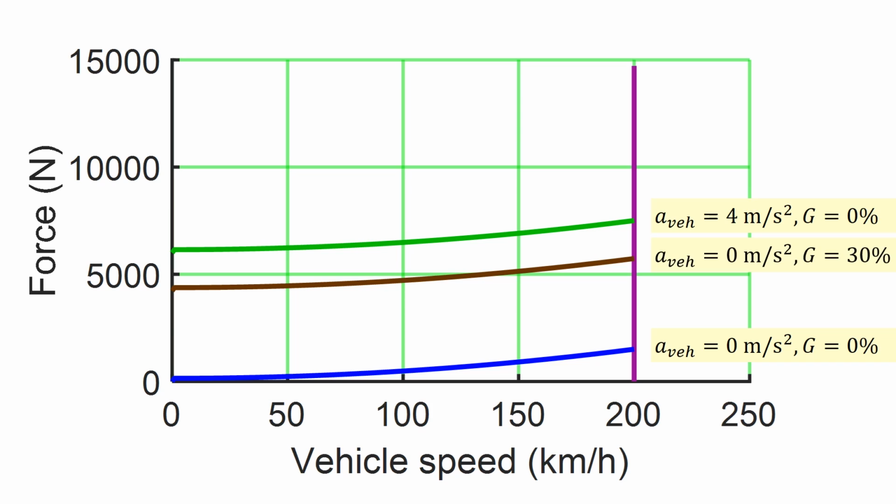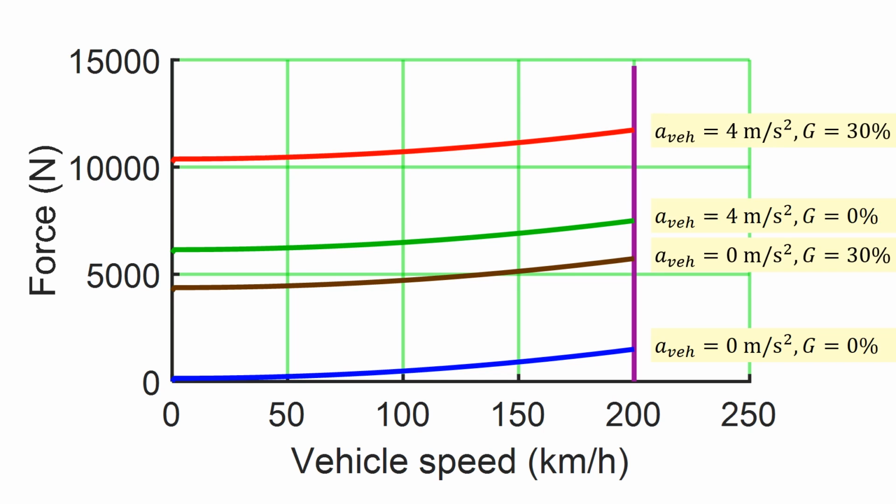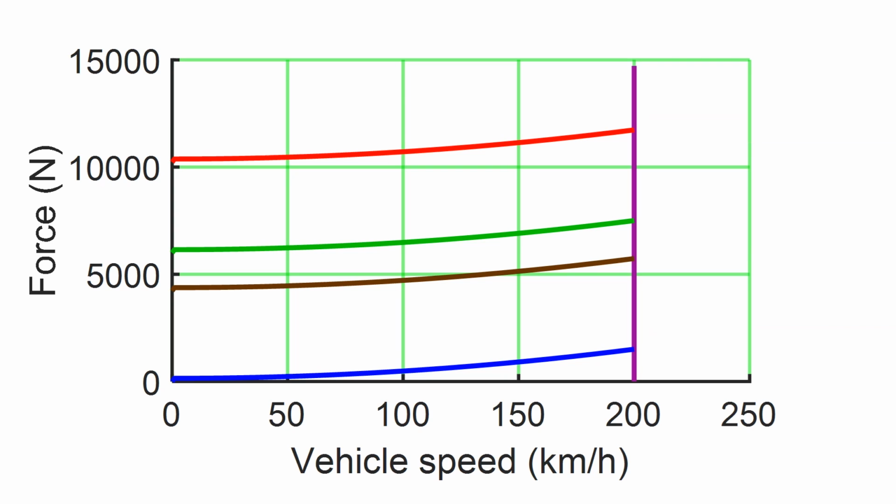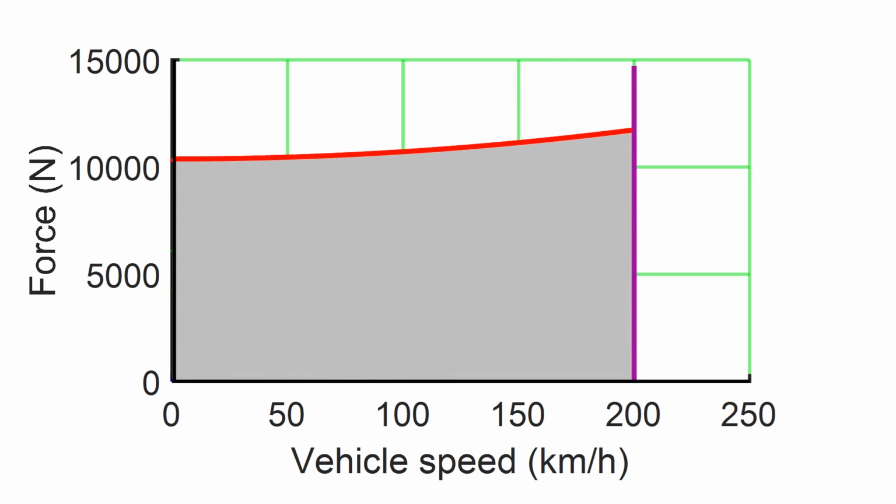If we want the car to accelerate 4 meters per second squared also while driving on a 30% gradient, we need to add both acceleration force and gradient force to the running resistance force. That requires a very high force, shown by this red limit. The maximum force requirement and maximum speed requirement are borders for the operating area within which the powertrain must be able to operate. The required operating area can be illustrated as the gray area in the diagram.